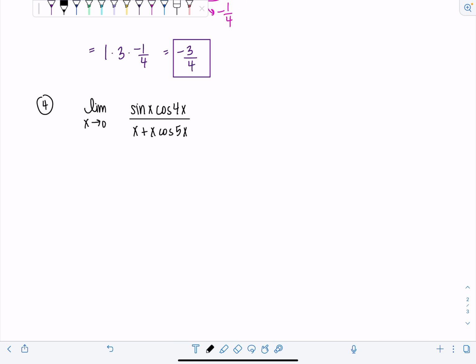Okay, good. Did you do the problem on your own? I hope so. Here we go. Let's see. So we have limit x approaches 0. Did you factor out that x from the denominator? So then you have x times 1 plus cosine of 5x. And then you have sine of x cosine of 4x in the numerator, right? Good. And then from here, it's just a matter of regrouping everything.